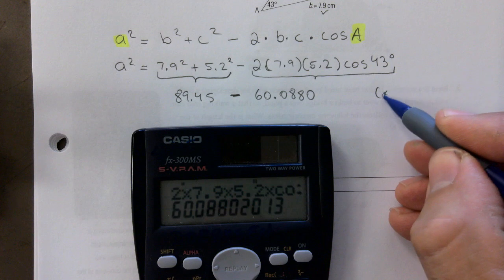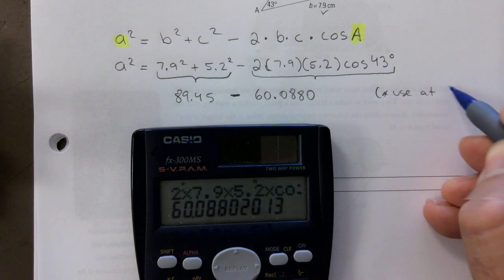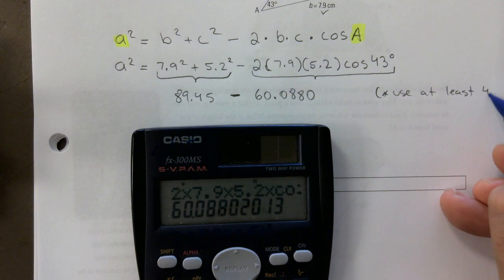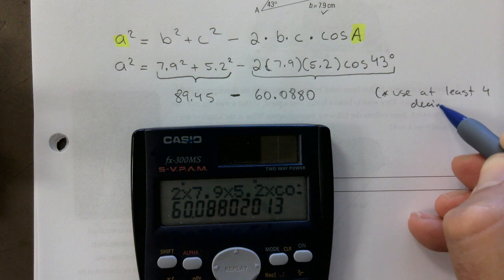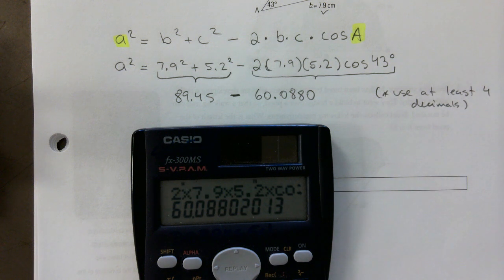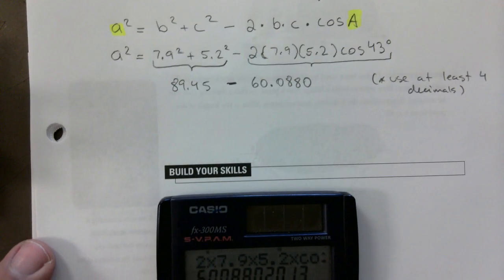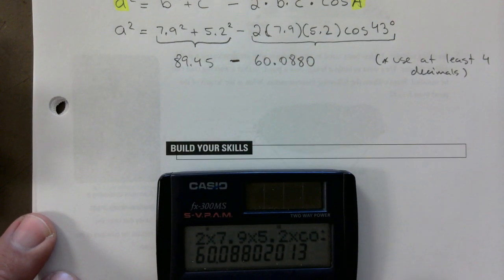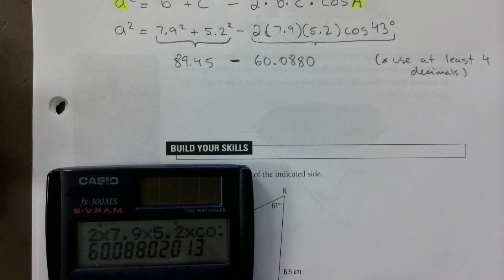I'll say this. Use at least 4 decimals. Okay? Right now, just write this down. We'll figure it out later if there are any kinks we need to fix. Okay?